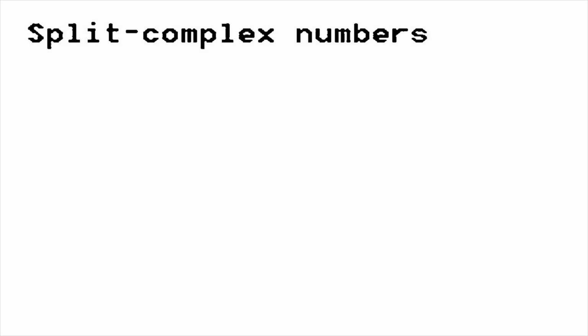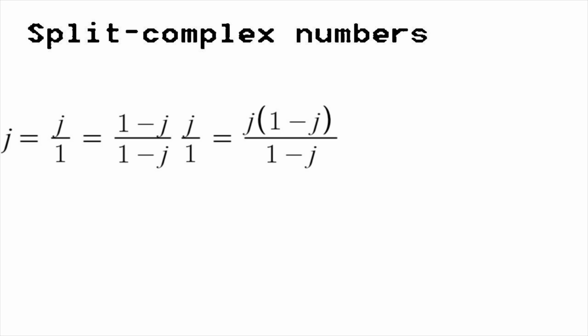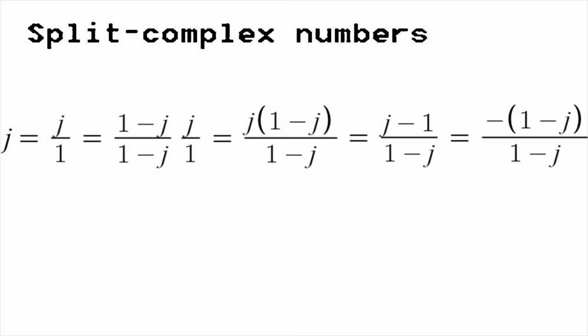Like before, start with j and write it as j over 1. Next, instead of multiplying the top and the bottom by 1 plus j, let's do it with 1 minus j, giving j times 1 minus j over 1 minus j. Distributing the j on top gives j minus 1 over 1 minus j, and by factoring out a negative 1 on the top, we write negative 1 minus j over 1 minus j, which is clearly equal to negative 1.